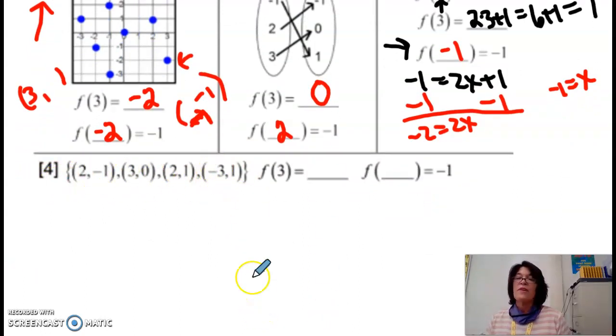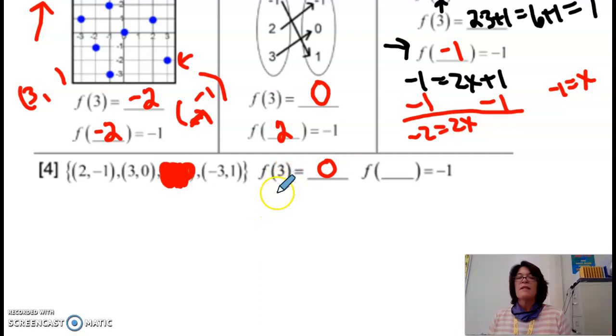List of ordered pairs. Here's a function. Actually, this isn't a function. Yes, it is. No, it's not. So we really should not be using this notation, okay? But let's just take this one out so that this is a function, okay? f of 3 is 0, because this means when the x coordinate is 3, what's the y coordinate? f of 3 is 0.